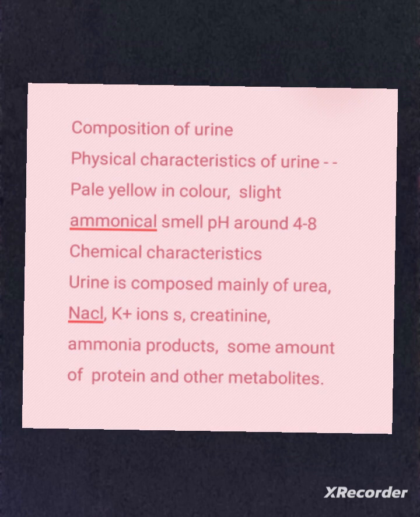Now, coming to chemical composition of the urine. Chemically, urine is composed mainly of urea, sodium chloride, potassium ions, creatinine, ammonia products, and some amount of protein and other metabolites. Even these change or vary due to certain diseases accordingly.